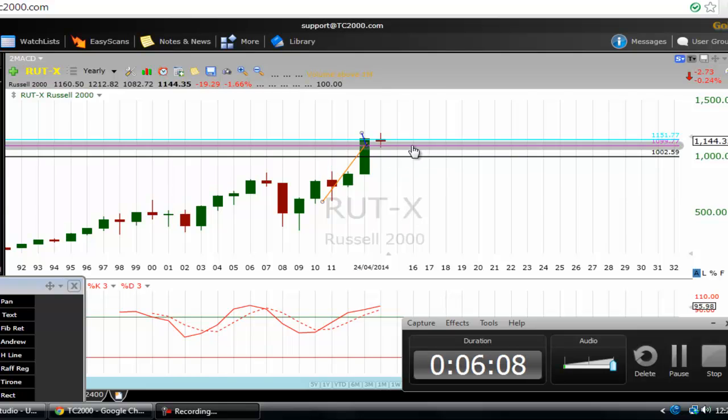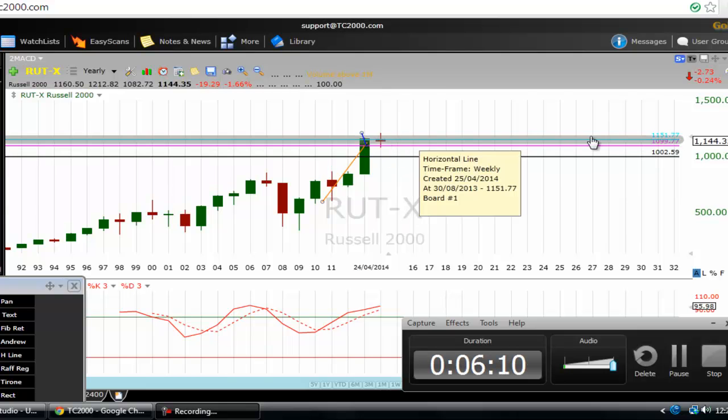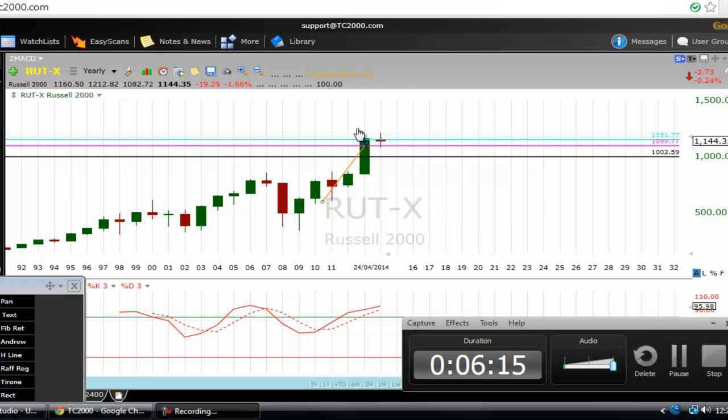The short-term equilibrium price level is the turquoise horizontal line here. It's at 1151. For day trading and swing trading, traders must pay attention to the short-term equilibrium price level, especially day traders. The short-term equilibrium price level is the short-term fair value, the short-term intrinsic value of this financial instrument. So the long-term equilibrium price level is the long-term intrinsic value for this financial instrument, Russell 2000.